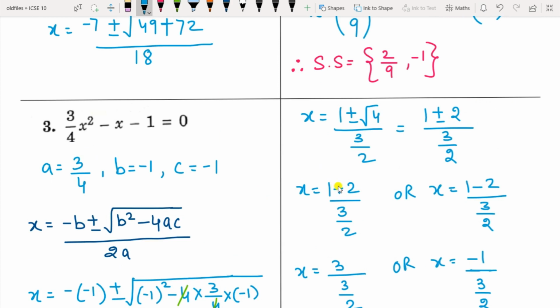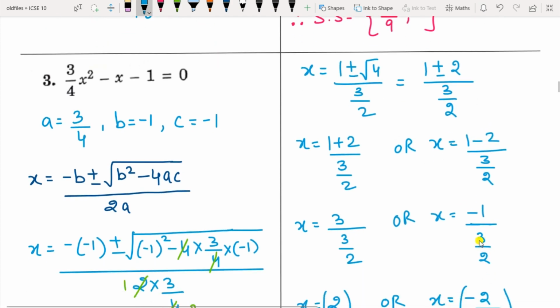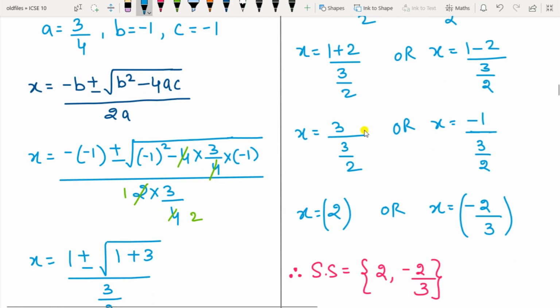Okay. So this first root will be 1 plus 2, that is 3 upon 3 by 2, and this will be 1 minus 2, that is minus 1 upon 3 by 2. So you have to take the inverse of this. So 3 will get cancelled. So it is 2, and its inverse will be minus 2 by 3. So these are the roots.